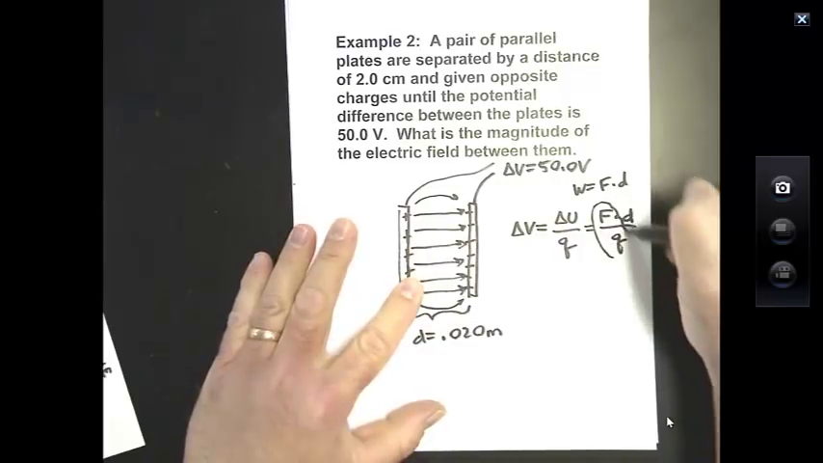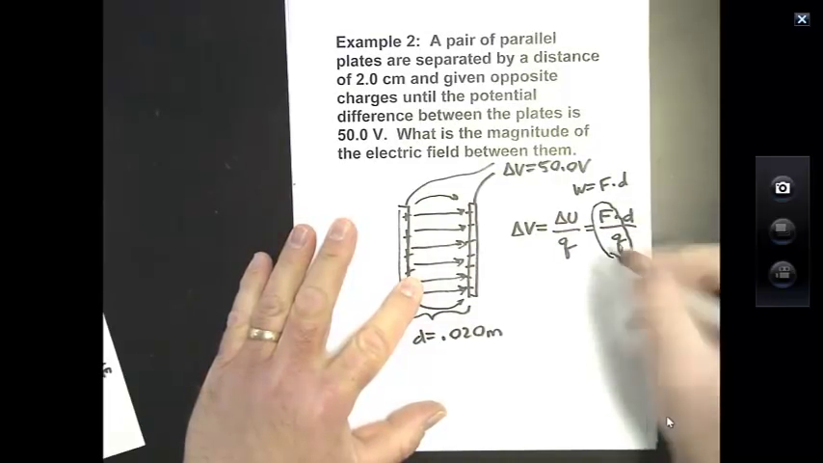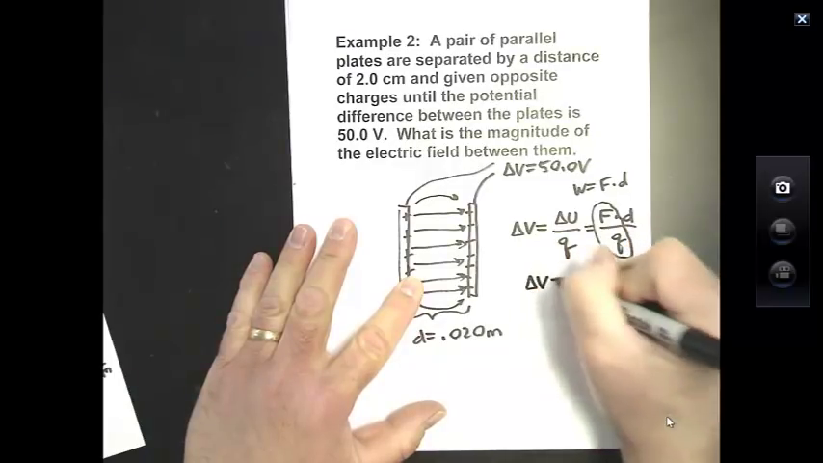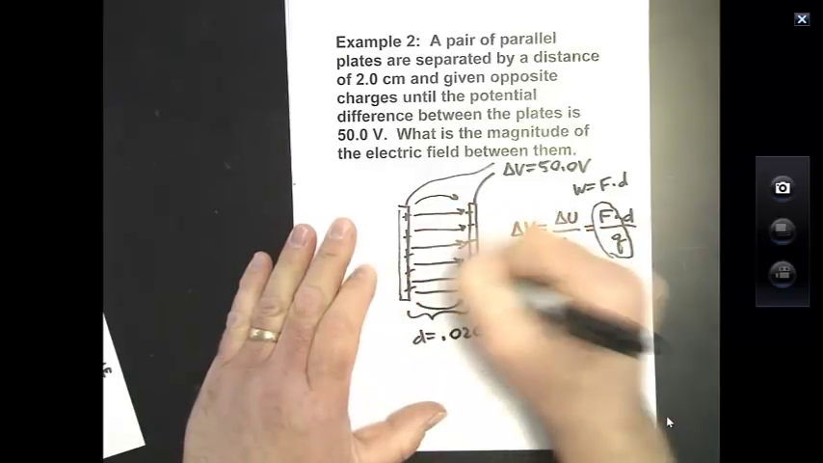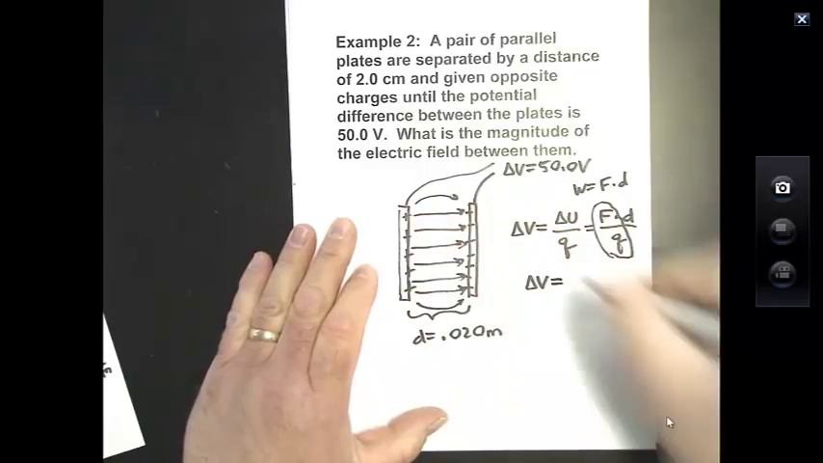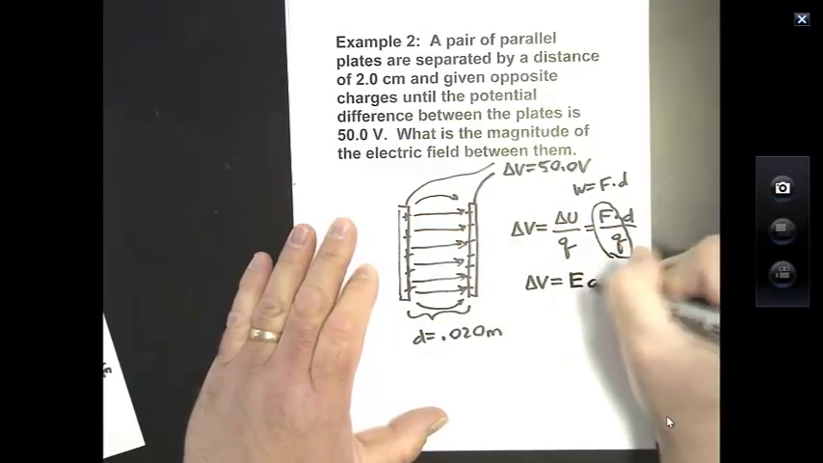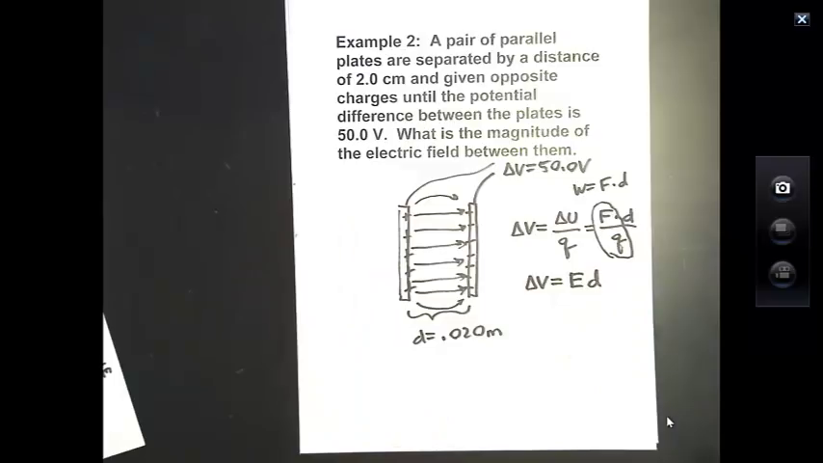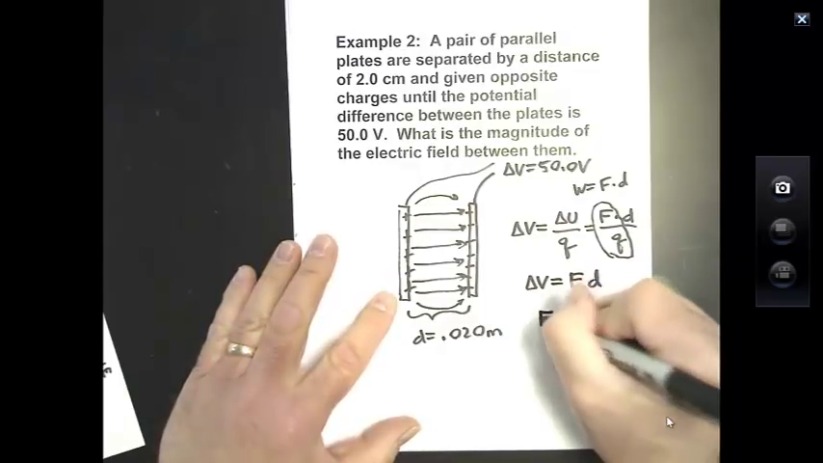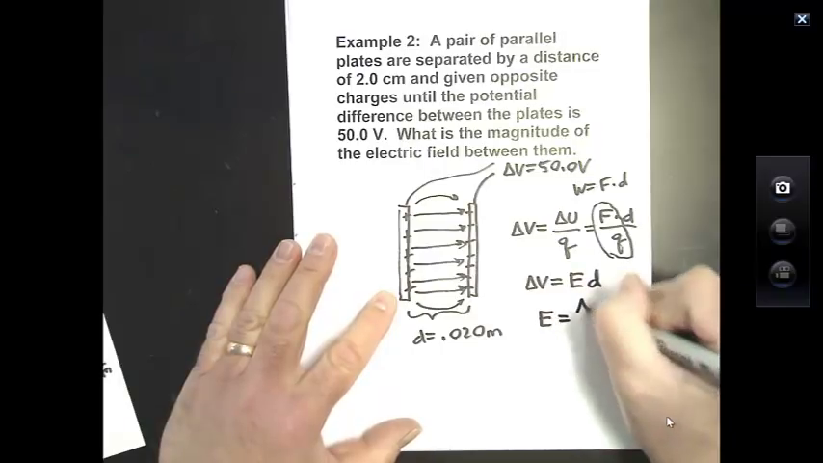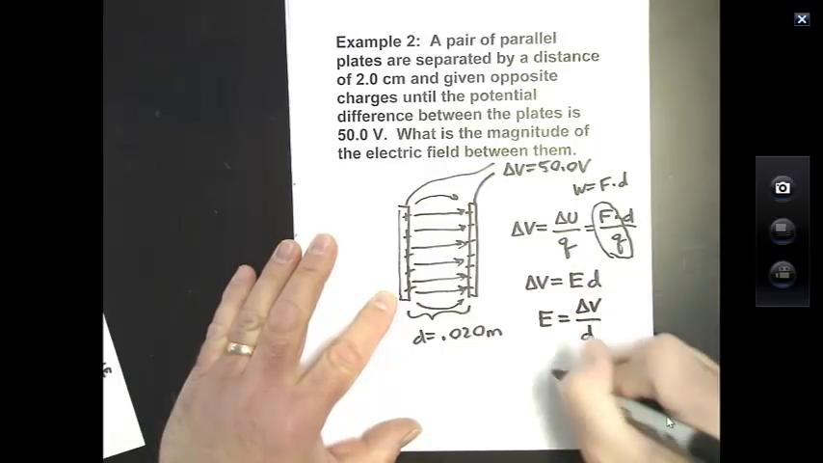If I take this, you remember this is actually the definition of electric field. So if the force is the same on the charge everywhere between the plates, I can say it's the electric field strength times the distance between the plates. That means the electric field between the plates is delta V over D.